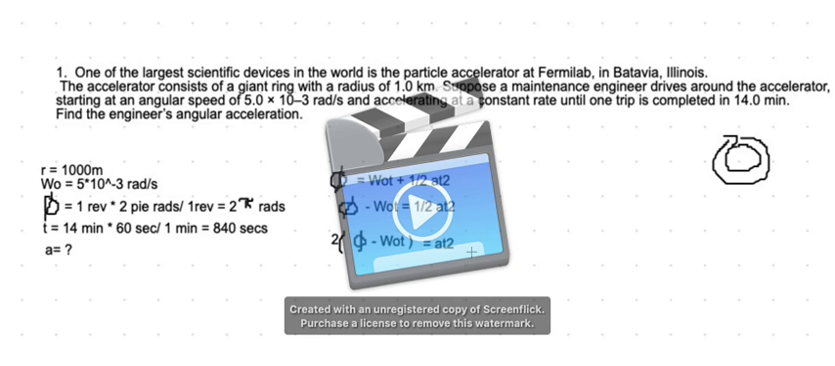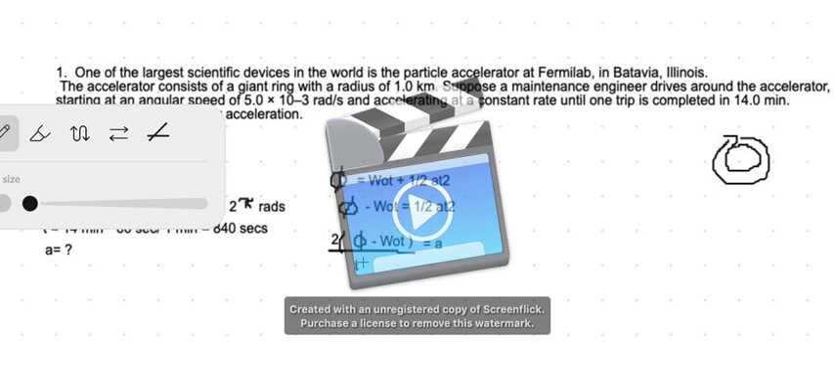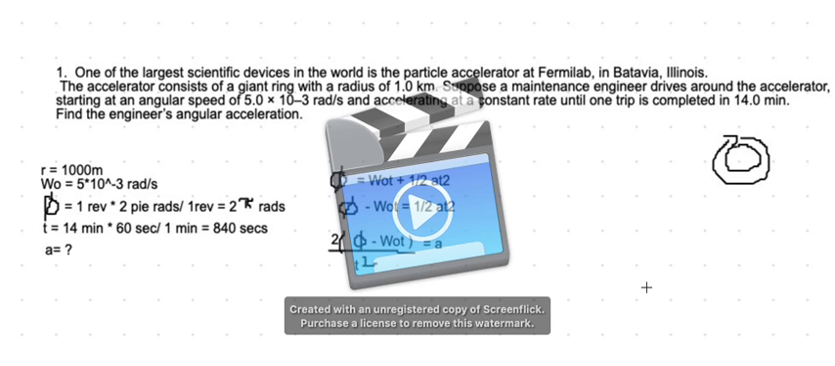So the last thing I have to do to isolate for acceleration is divide both sides by time squared. So we're dividing this by time to the power of 2, or time squared. Okay, if you go ahead and plug that into your calculator, you should get the answer 5.9 times 10 to the power of 6 radians per second squared.